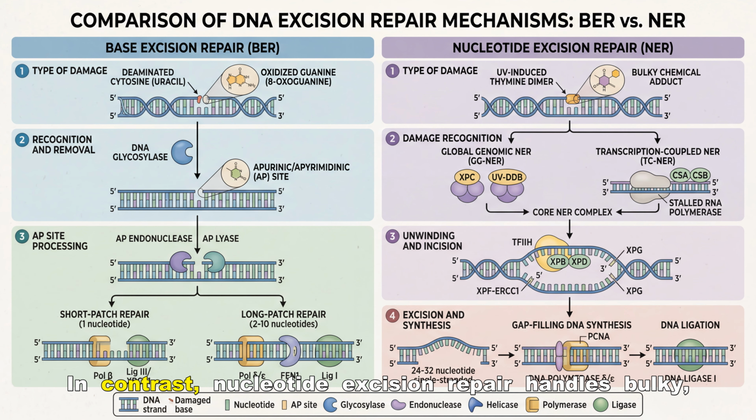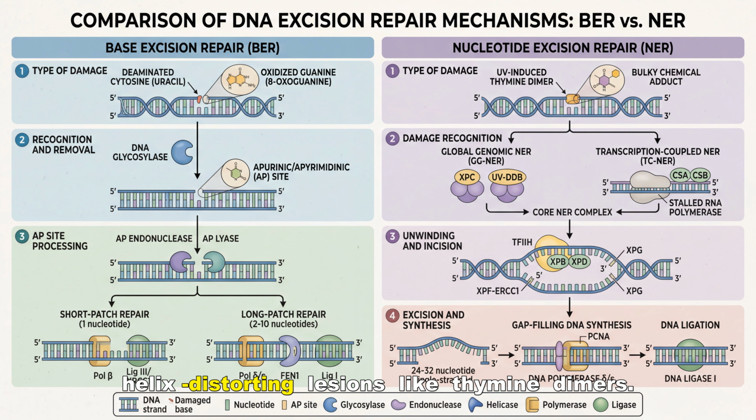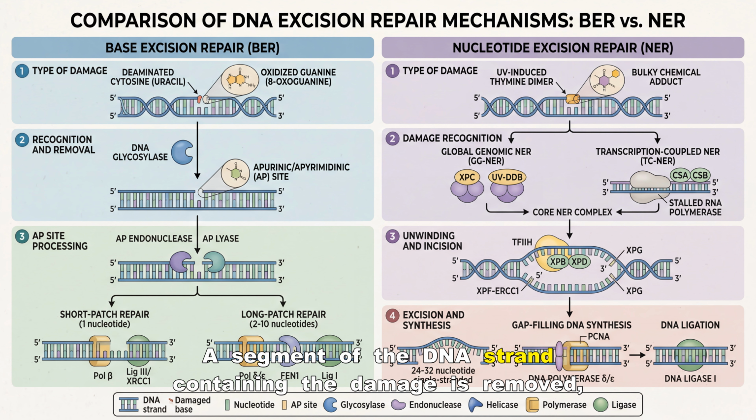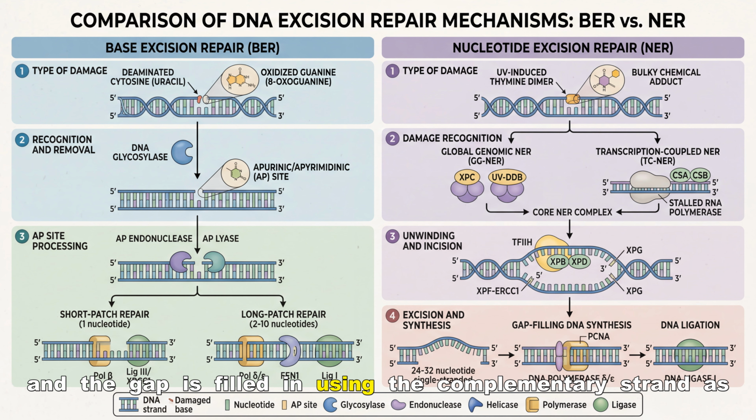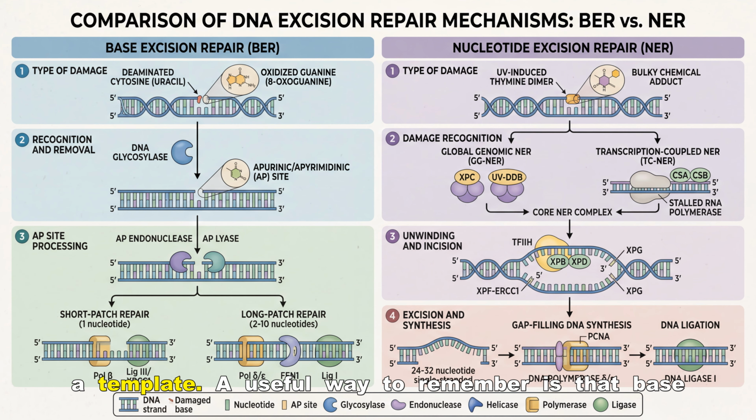In contrast, nucleotide excision repair handles bulky, helix-distorting lesions like thymine dimers. A segment of the DNA strand containing the damage is removed, and the gap is filled in using the complementary strand as a template. A useful way to remember is that base excision is for small base fixes, while nucleotide excision is for nucleotide chunk removal.